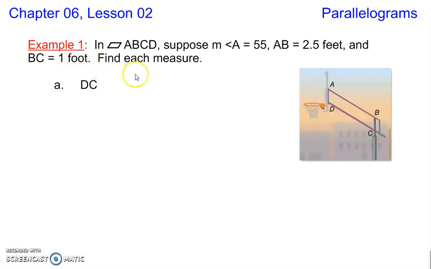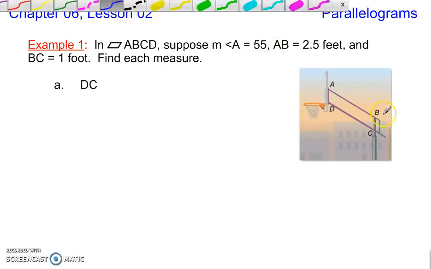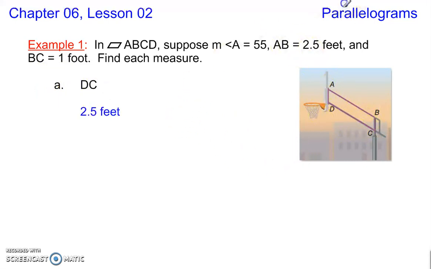Alright, here we go. Example 1. In this parallelogram, suppose that the measure of A is 55, and the measure of AB, this length right here, is 2.5, and BC, this length, is 1 foot. Find each measure. To find DC, well, DC is the same length as AB, so that's 2.5. Easy.